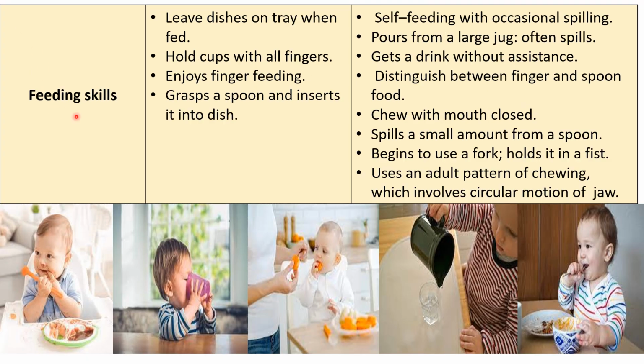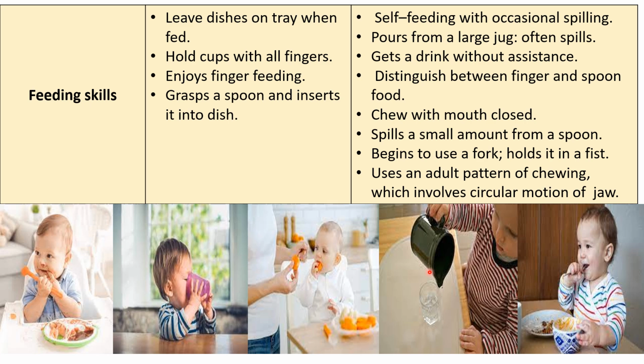Moving on to the feeding skills. They leave dishes on the tray when fed. Something will be kept in the tray. They hold cup with all fingers. Enjoys finger feeding. They grasp a spoon and insert it into the dishes. And as the child grows, self-feeding with occasional spilling, you can see. They pour from a large jug but often spill. They can get a drink without assistance.